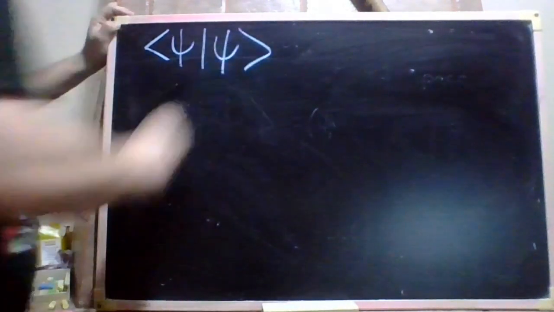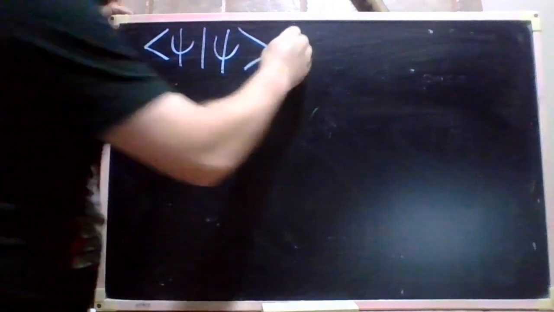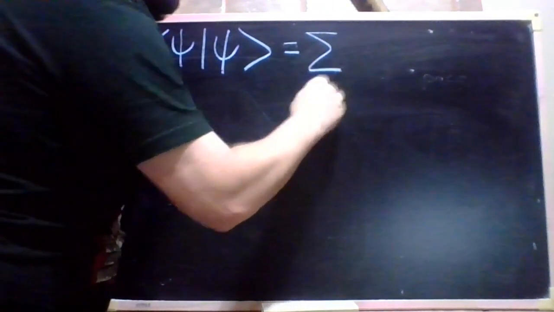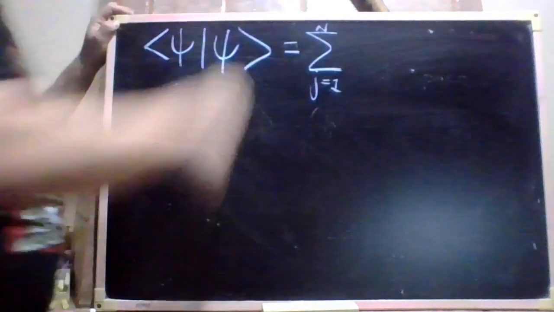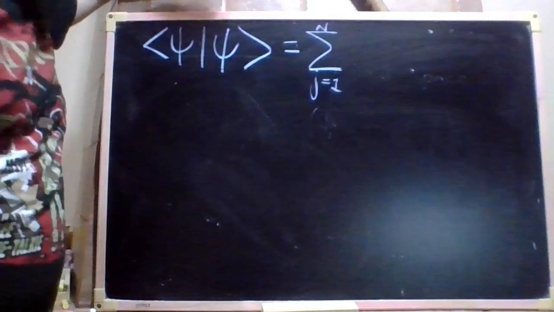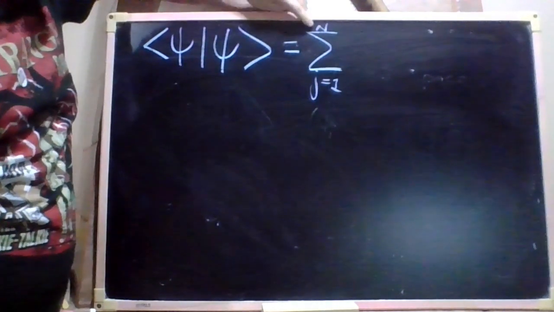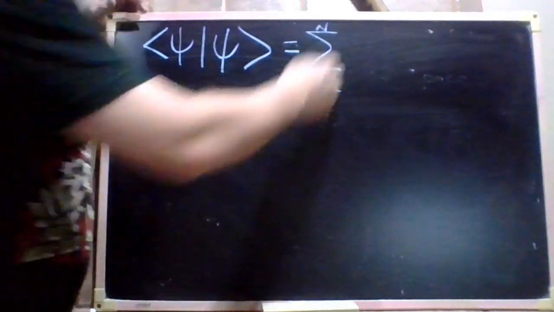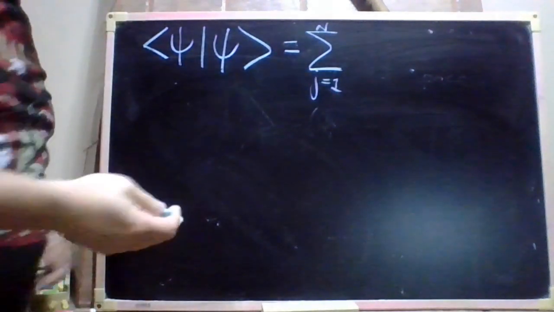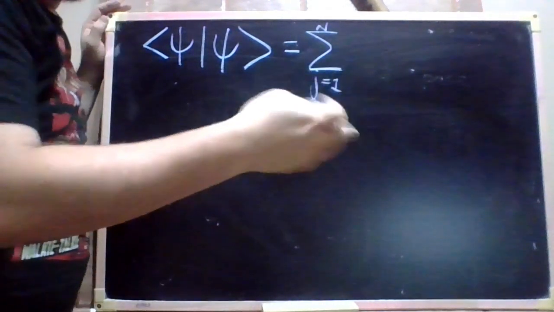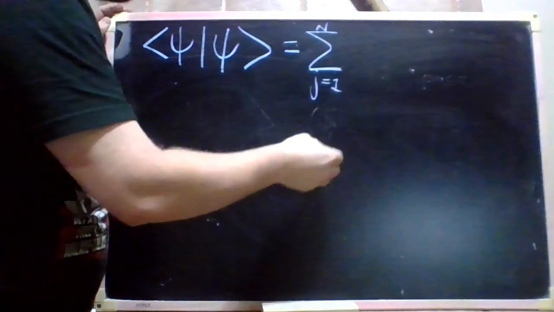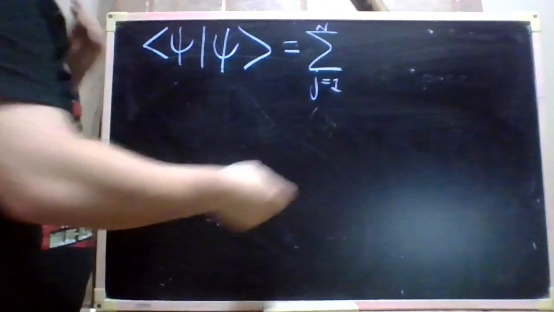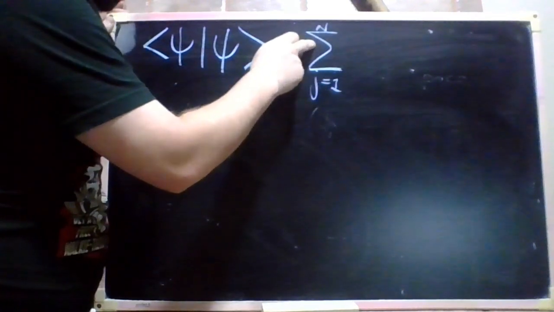Okay. So if you take the inner product of a vector with itself in a Hilbert space, you get a summation from 1 to n. It is important to say that the dimensionality of the Hilbert space can go to infinity, and maybe the Hilbert space will be continuously parametrized by a continuous variable, so you'll need to replace this summation symbol by an integral.